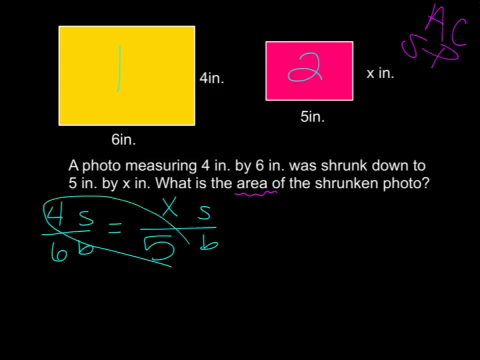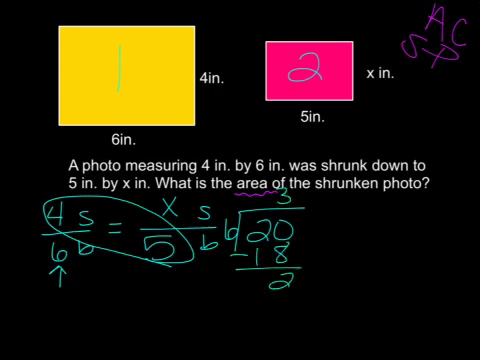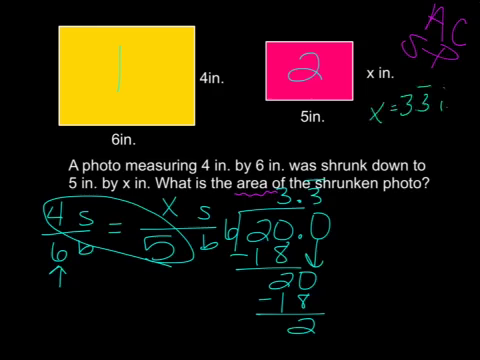I'm going to cross multiply. 4 times 5 is 20. And then I have to divide by my random number, which is 6. How many times does 6 go into 20? It goes in there 3 times, which gives me 18. Subtract. I have 2 left over. I have to put my decimal, then bring down a 0, which gives me 20. It goes in there 3 times, gets me 18. Subtract. I have 2 left over. What's going to happen? This is going to repeat. So my answer is X equals 3.3 repeating inches.